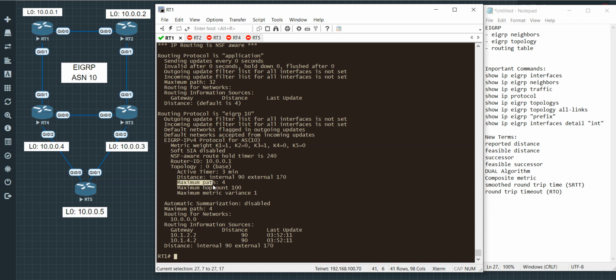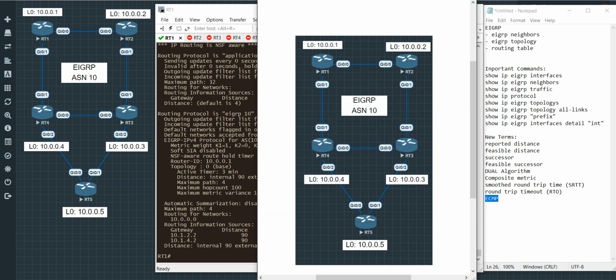The next value here is maximum paths. So maximum paths in this particular section refers to the number of equal cost paths, or ECMP. ECMP, equal cost multipath, is the way this is referred to. And equal cost multipath is basically the number of routes that EIGRP will insert into the routing table by default.